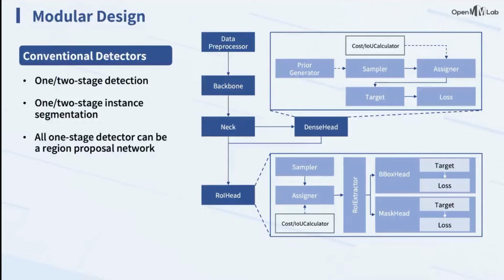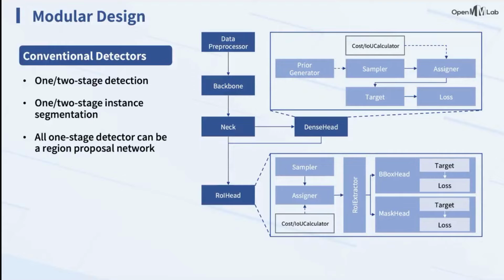So how does MMDetection support so many object detectors? Basically we adopt a very flexible modular design. For conventional detectors like the one-stage and two-stage detectors, we adopt a design shown in the right figure. So basically, it decomposes the object detector into the data preprocessor, backbone, and the neck. The neck, like the FPN or NAS-FPN, extracts multi-scale features and sends them to the dense head. For one-stage detectors, the dense head will go through each position and predict a set of bounding boxes.